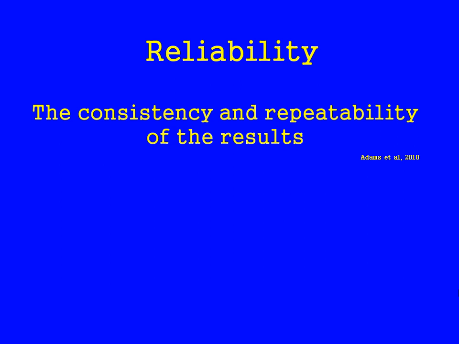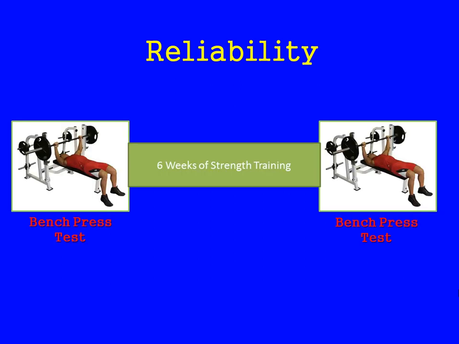Let's consider an example to make this a bit more simple. If you conduct a bench press test and then did 6 weeks of strength training with your client to improve their strength, and then did another bench press test, you might expect to see some differences in the scores. What is important though is that there's nothing else impacting those two sets of scores. So for example, if our client scored 50 kilograms before and 60 kilograms after, we want to be sure that the only reason that they've improved their score by 10 kilograms is purely because they've got stronger, and not because some other factors got in the way. And that's what we're discussing when we're discussing reliability.